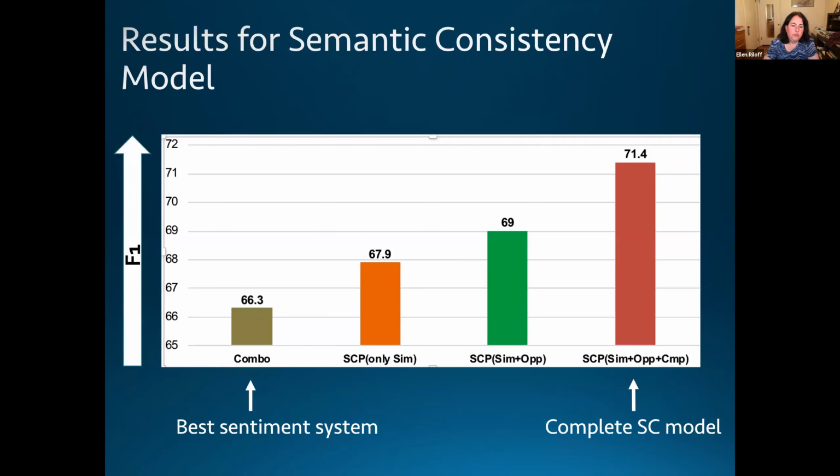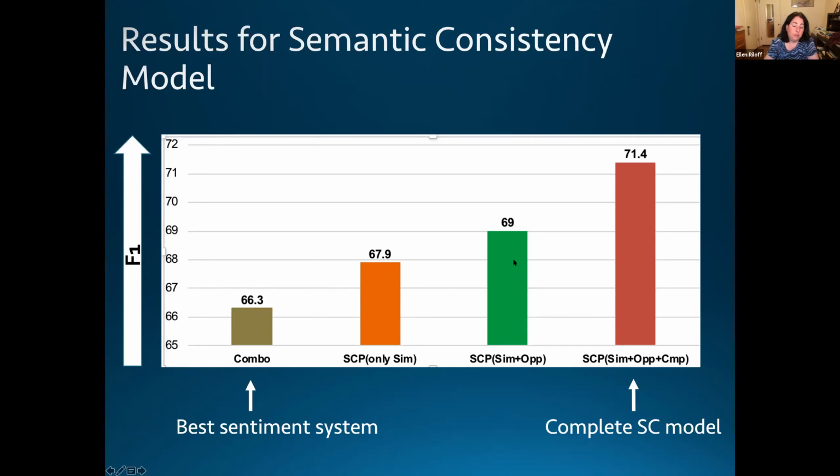And so these are the results here. That combo method got an F-score averaged over the three polarity values of 66. And then we evaluated our semantic consistency model using each type of relation added one at a time. So we start with just the semantic consistency part of the objective function, and that improves things to about 68.